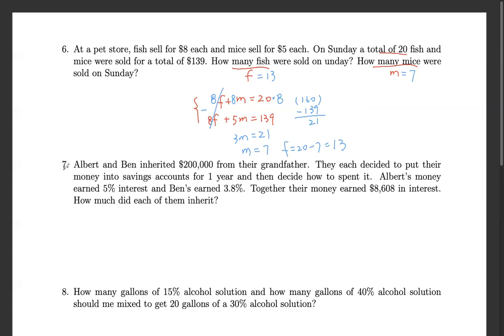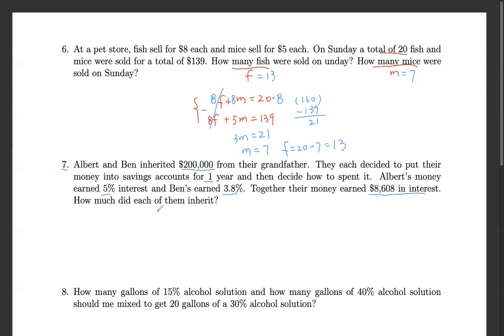Let's see, 7. Albert and Ben inherited $200,000 from their grandfather. They each decided to put their money into a savings account for 1 year, and then decide how to spend it. Albert's money earned 5% interest, and Ben's earned 3.8%. Together, their money earned this much in interest. So that's a lot. How much did each of them inherit?